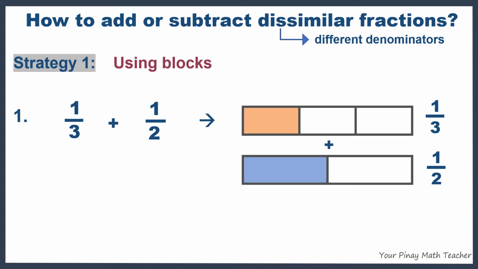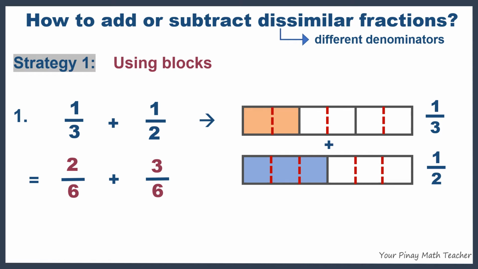Our goal is to divide each part of the first figure and each part in the second figure so that they will have the same number of equal parts. So in the first figure, we divide each part into halves, while in the second, we divide each part into thirds. Each figure has 6 equal parts. So with this, we can rename 1/3 as 2 out of 6, while 1/2 as 3 out of 6.